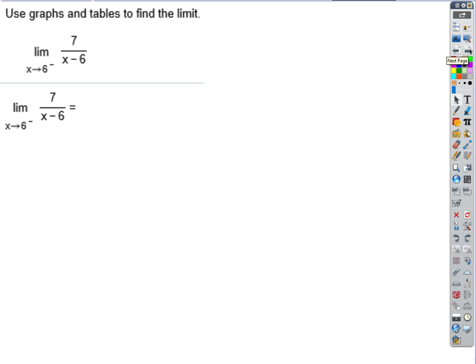As x approaches 6 from the left, what do we get? 7 over 0, right? I'm getting a number slightly less than 6, so 6 minus 6 is a 0 minus. I've got a 0 on the bottom, so it's infinite. I get positive over negative, which is negative. Okay, no biggie.